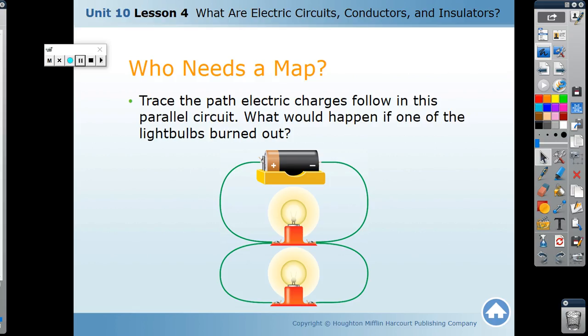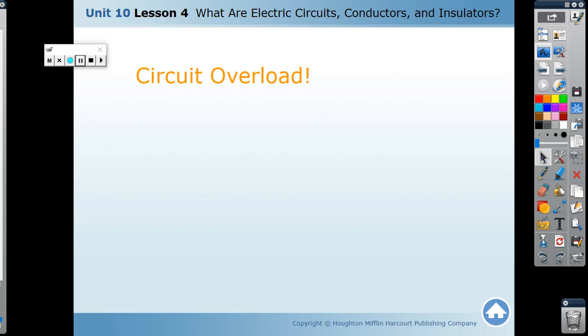Okay, who needs a map for this one? Trace the path electric charges follow in this parallel circuit. What would happen if one of the light bulbs burned out? So in this parallel circuit, electric charges can flow through both the top loop and the bottom loop. If one part of the parallel circuit breaks, only that part of the circuit stops working.